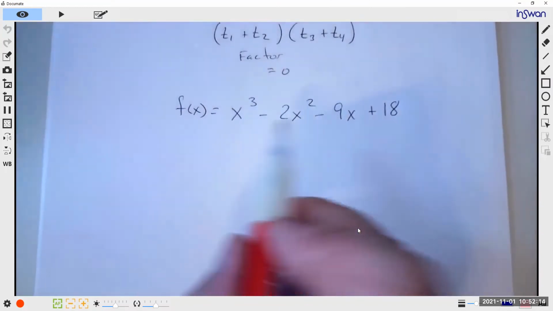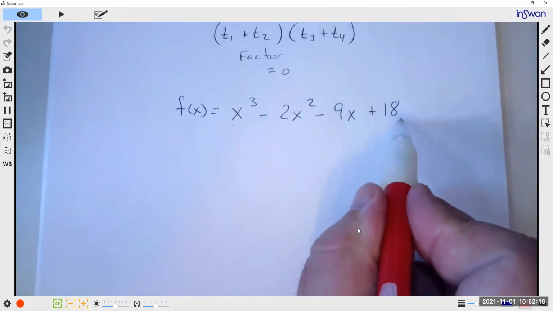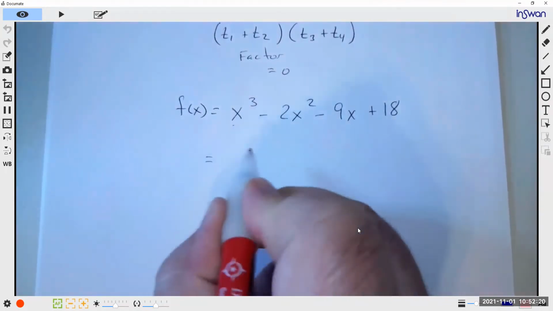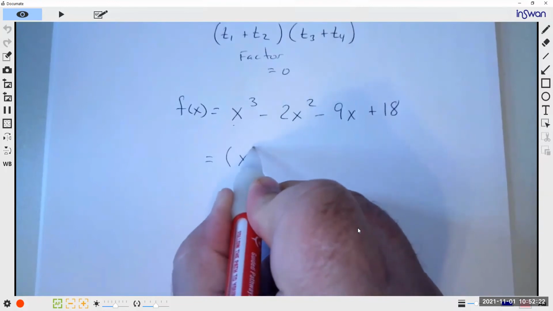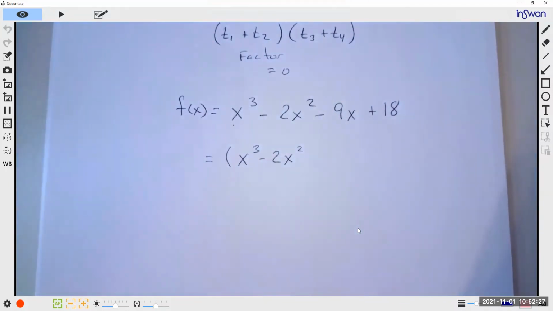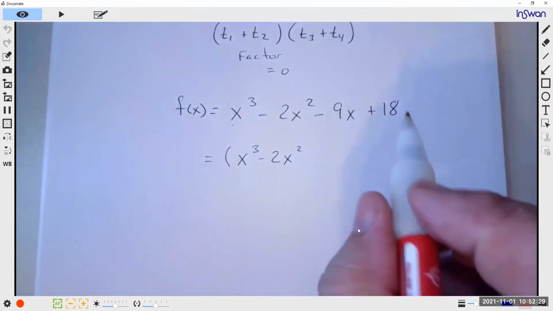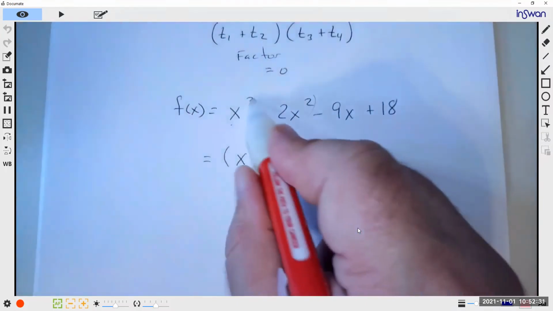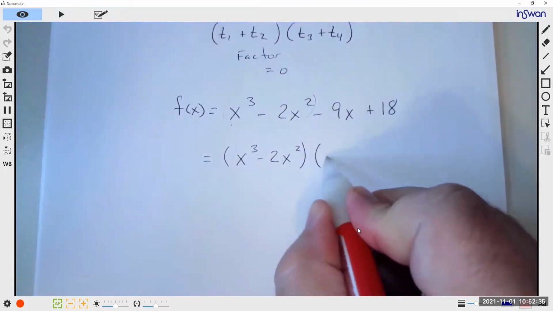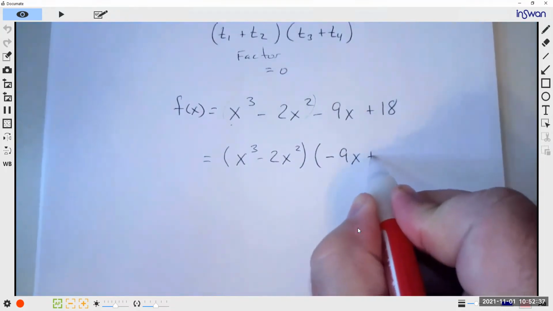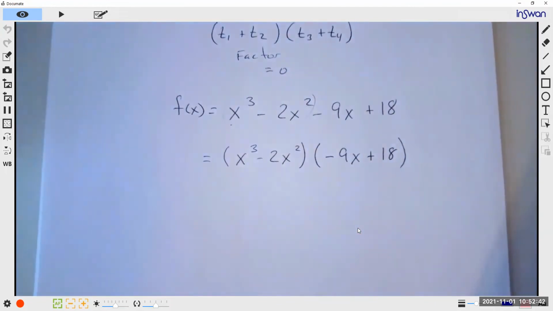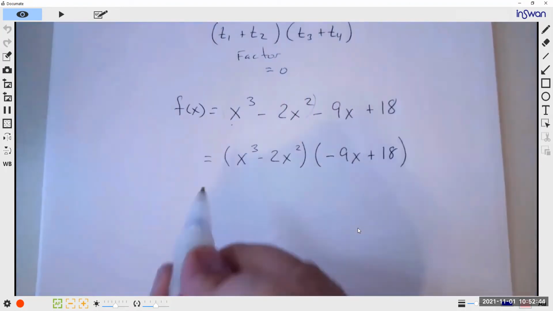All right, so since we have 4 terms, we can try grouping. So the first thing we're going to do is pair the first 2. So we put parentheses around the first 2. And then pair the second 2. Now factor.